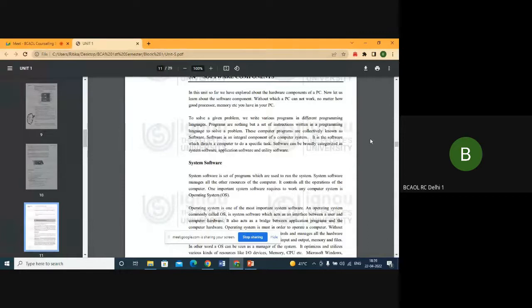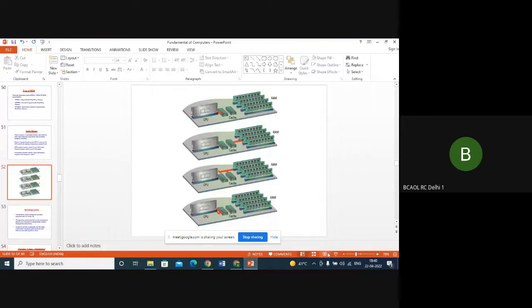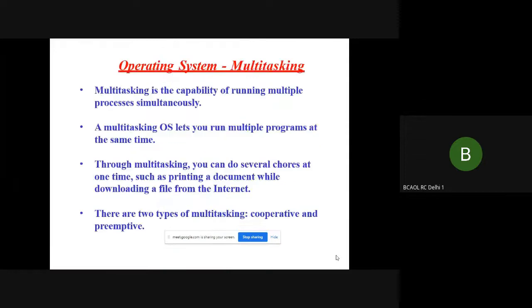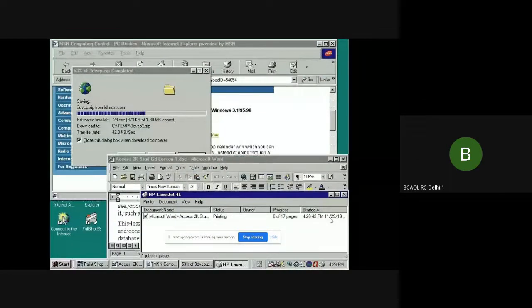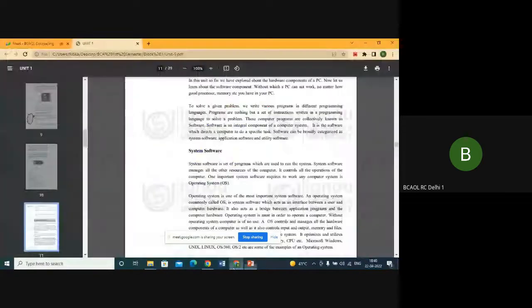Then we had talked about the software part also. What is software? Software is a set of programs, right? Yes, ma'am. So when we talk about software, we were talking here also. Operating system is also one of the softwares.